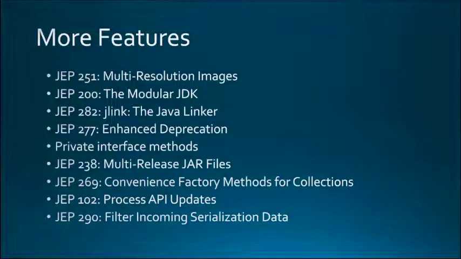Next, we have convenience factory methods for collections. So they've added some additional methods to help us with our lists and maps. Process API updates. So there's another process class that was added. Filter incoming serialization of data. This helps you with streams or like streaming data across the web.